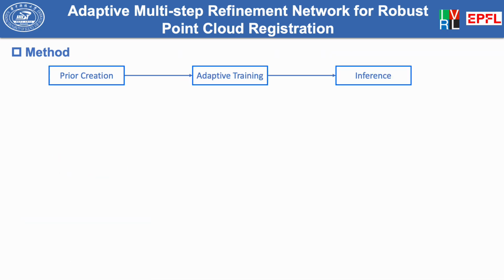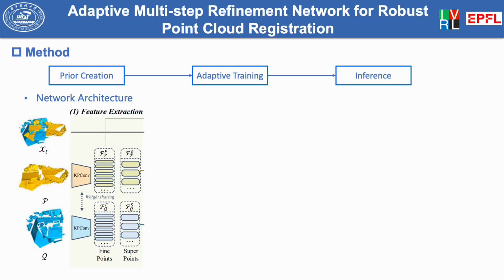Our proposed framework for point cloud registration has three main parts. First, prior creation generates a series of rigid transformations with different levels of accuracy using a degradation function. Second, adaptive training uses these transformations to train the registration model across various step indices. Finally, during inference, the adaptive refinement network produces the final estimation.